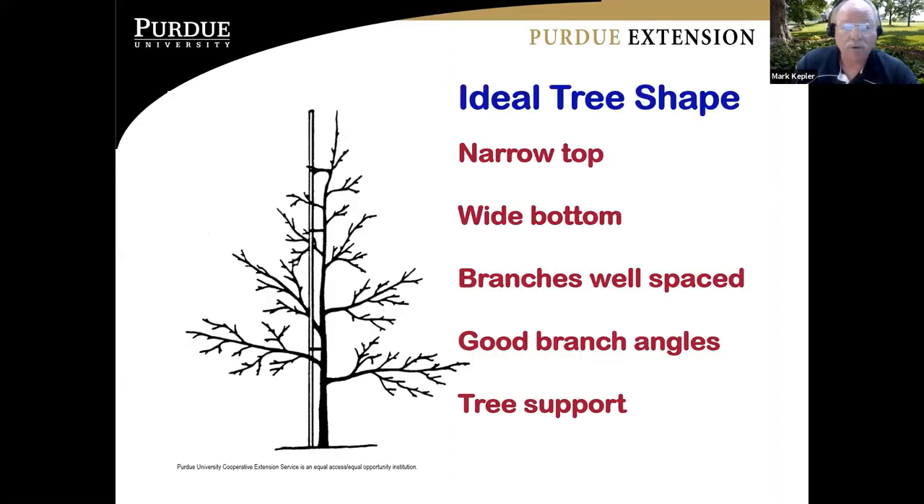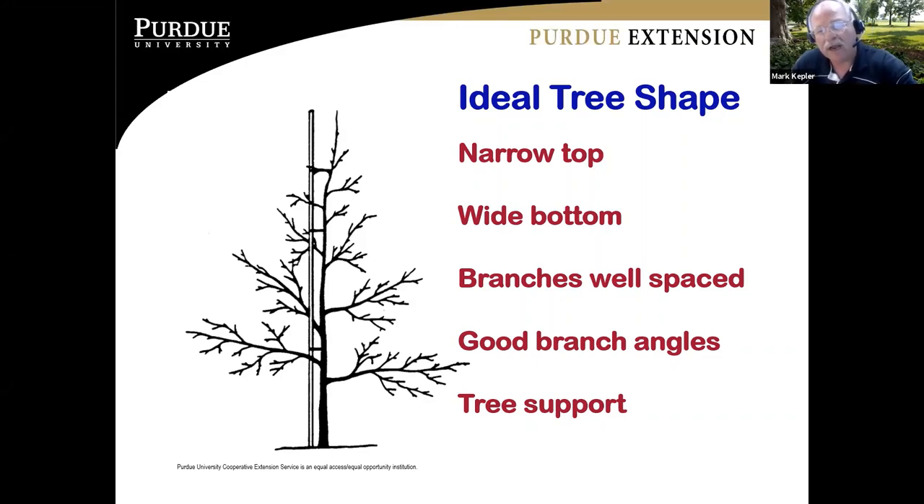Here's an ideal apple tree. Big and wide at the bottom, narrow at the top, sunlight penetrating. The branches are well spaced apart. The branches at the bottom are your first year. Then you get a flurry of second year growth and third year growth as you go up that picture there. You have different years of growth. And the other thing is, it's got good branch angles.